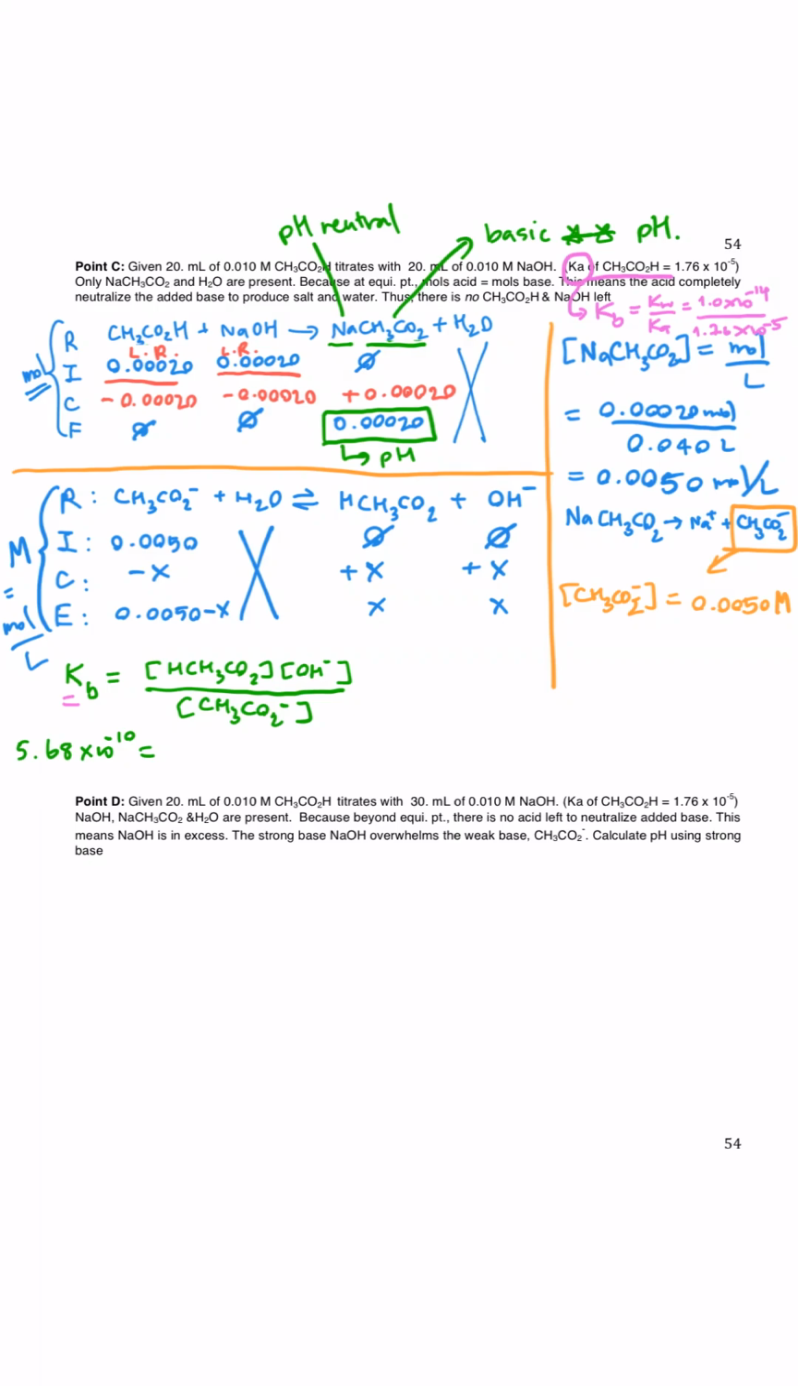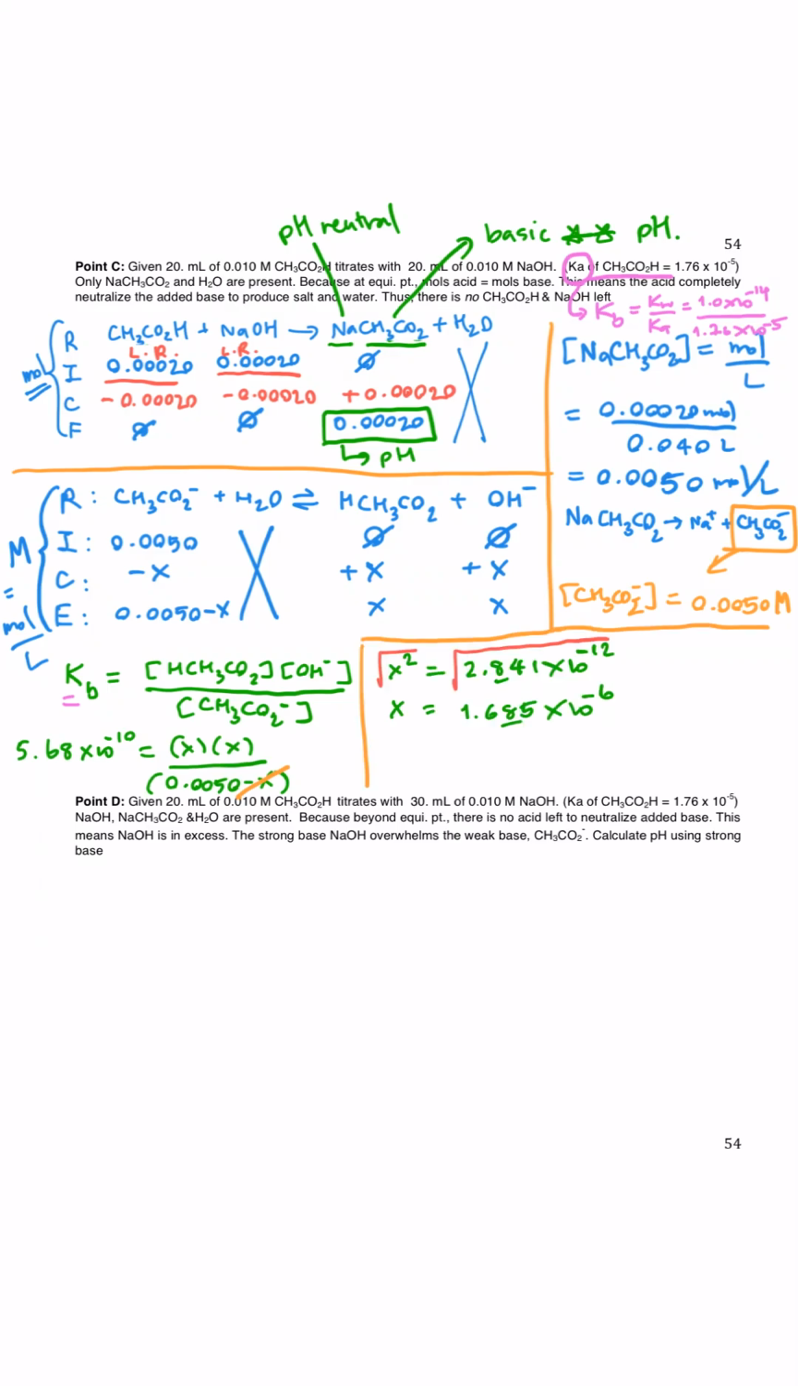And then choose the concentration at equilibrium for all the species and plug into the Kb expression. And again, to avoid the quadratic equation, we can ignore the negative x at the denominator. And so for x, you will get the value of x equal to 1.685 times 10 to negative 6. And this x is actually equal to the concentration of hydroxide ion at equilibrium. Therefore, in this case, the concentration of hydroxide ion would equal 1.685 times 10 to negative 6 molar.